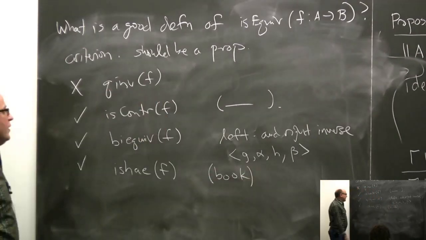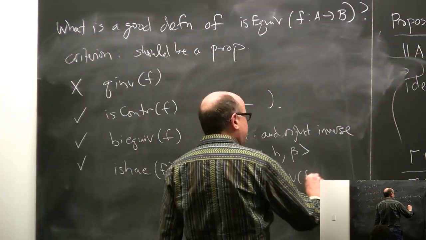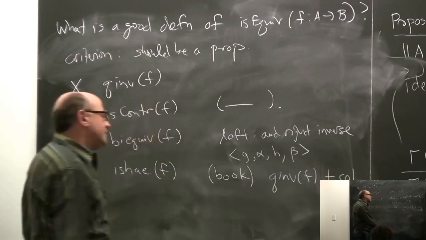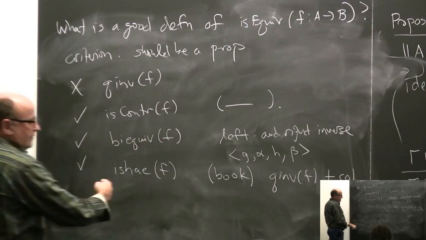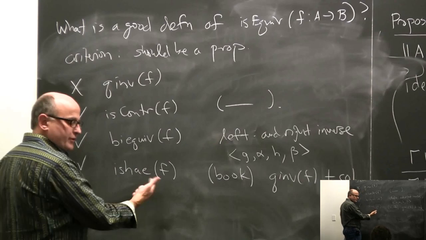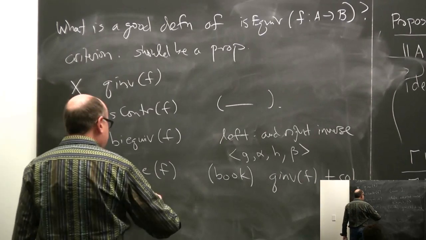You can look at it as a quasi-inverse plus a coherence condition. And the coherence condition is a commutativity requirement that is reminiscent of the same notions you get when you have an adjunction. So that's where it's called half. So this is called a half adjoint equivalence.